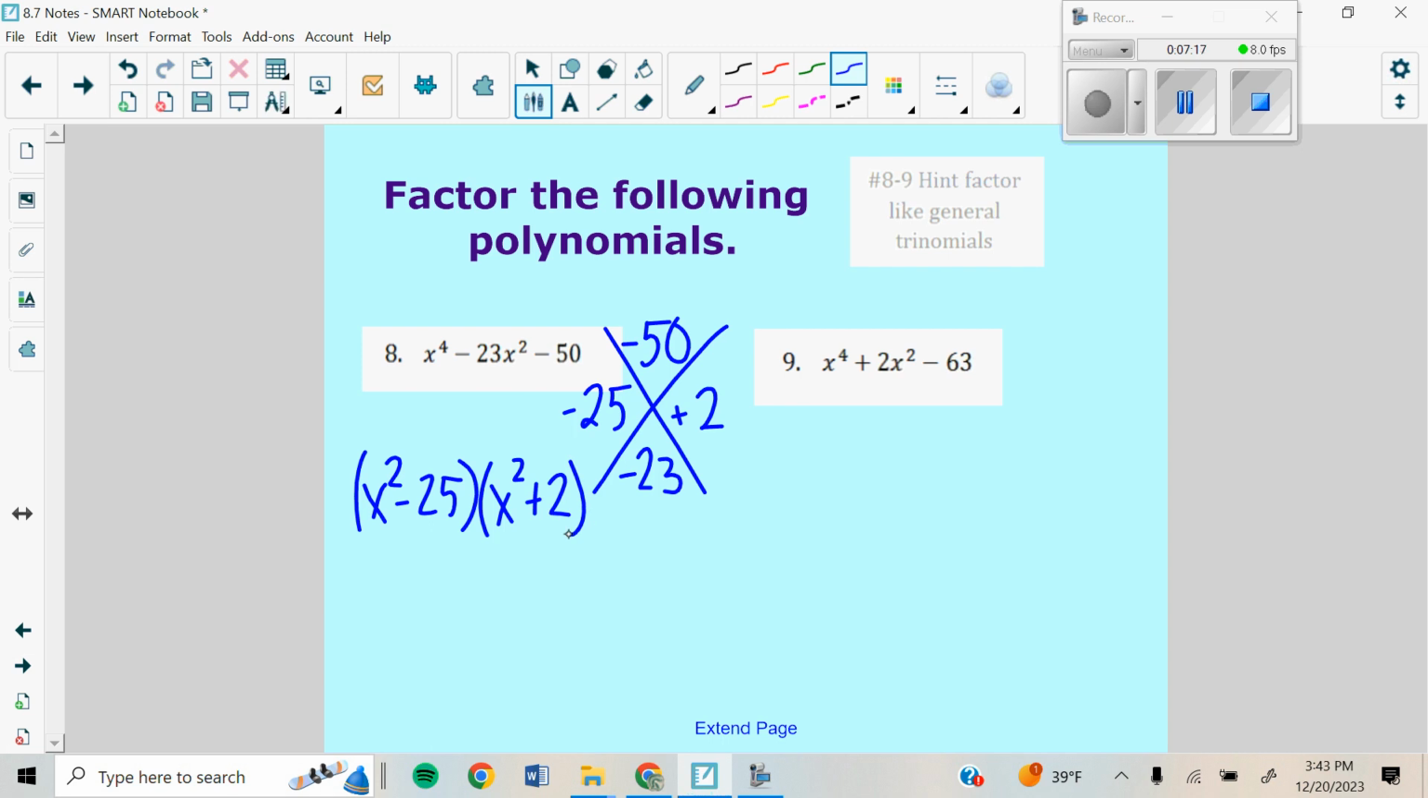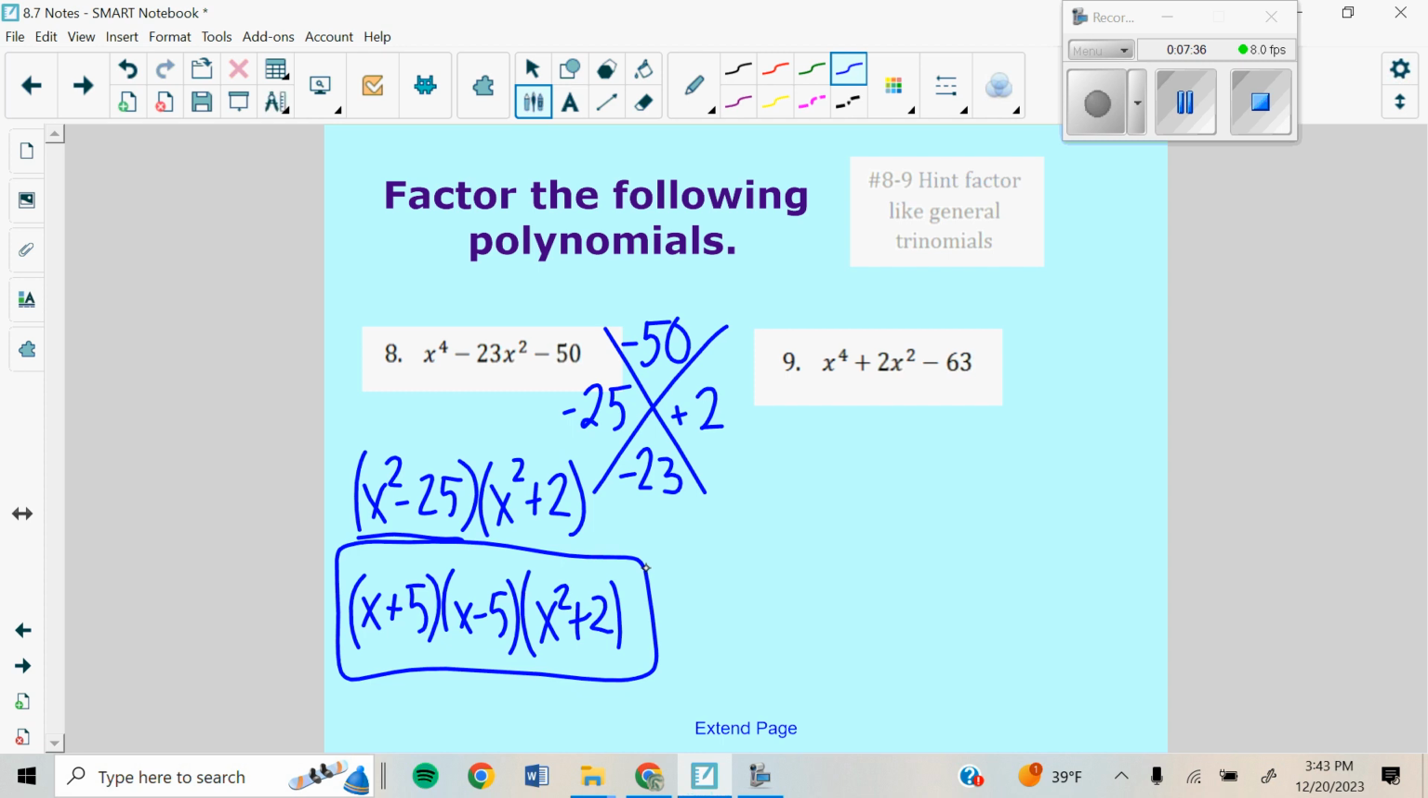We have that same reminder as our last slide, factor completely. So if we look here, x squared minus 25 is actually still a difference of perfect squares. So we can change that to x plus 5 and x minus 5. And then we have our x squared plus 2. Okay, so it's just the same thing we do if it was a trinomial that's a squared, a quadratic, but this time we just separate it into x to the 4th.